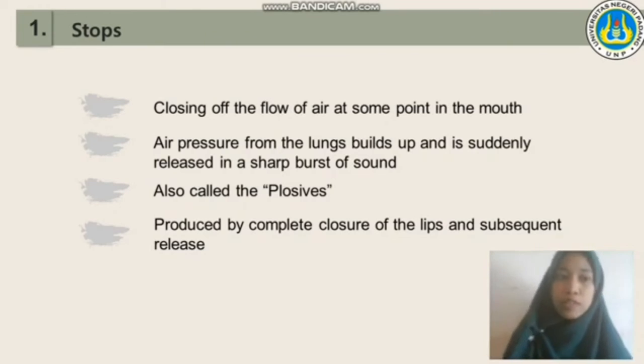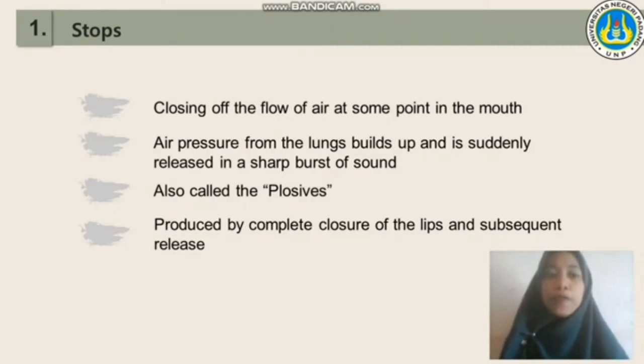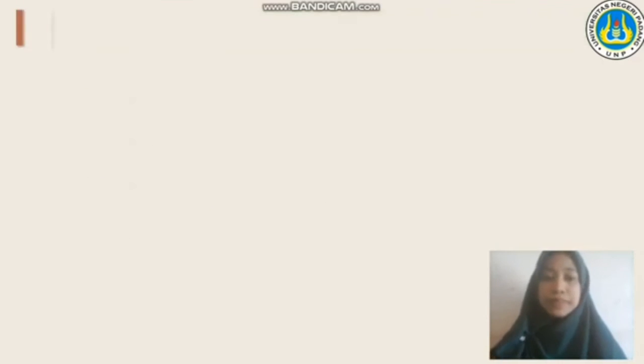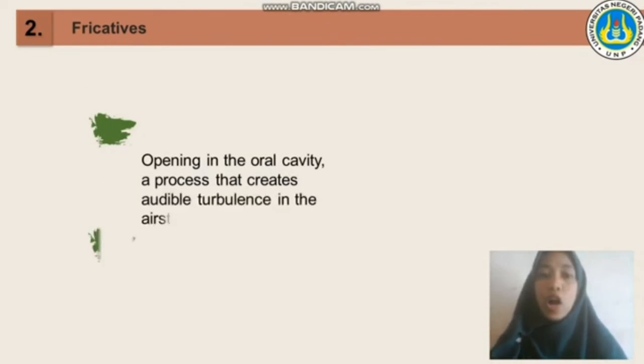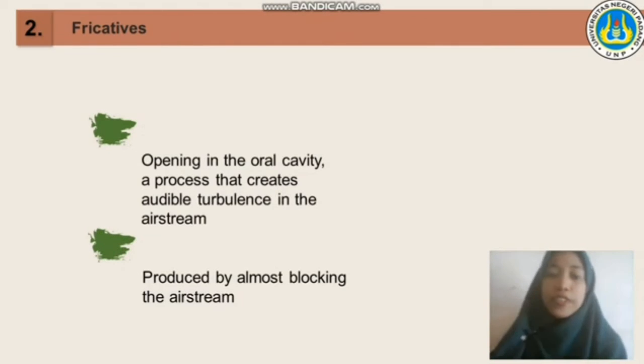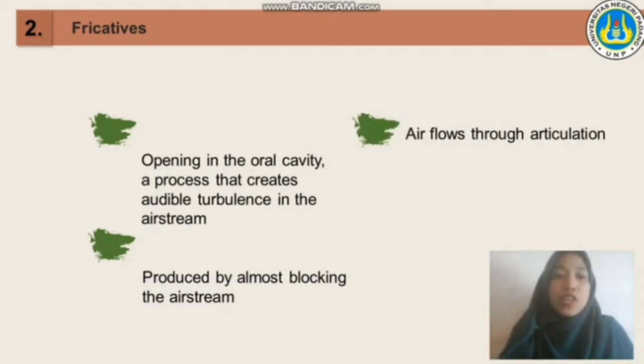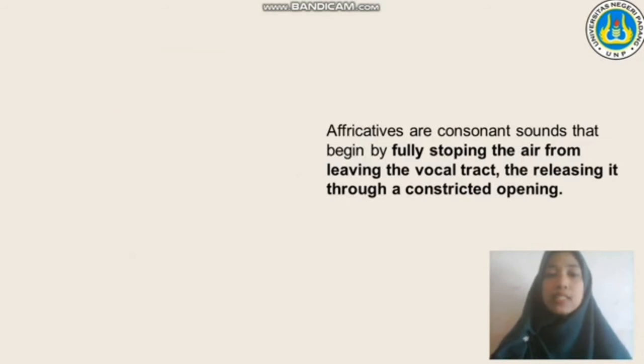English consonants from stops: stop voiceless bilabial is p, stop voiceless alveolar is t, stop voiced bilabial is b, stop voiced alveolar is d. The next is fricative. An opening in the oral cavity creates audible turbulence in the airstream, produced by almost blocking the airstream, allowing a slow flow through the articulation so that friction increases. English consonants from fricatives: fricative voiceless labiodental is f, fricative voiced labiodental is v.